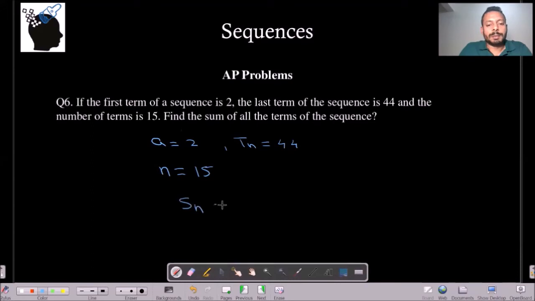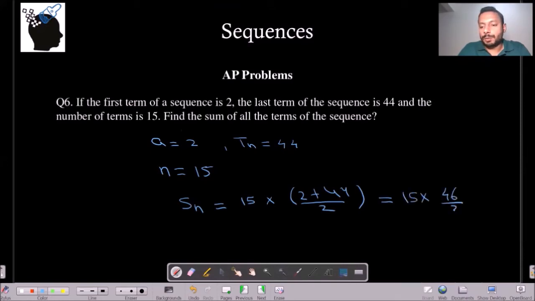Again, we can use sum of n terms is nothing but number of terms multiplied by the mean of the first term and last term, which is nothing but 15 multiplied by 46 by 2, or 15 multiplied by 23, which is nothing but 15 into 3 is 45, 15 into 2 is 30, plus 4 is 345. So our answer is 345.